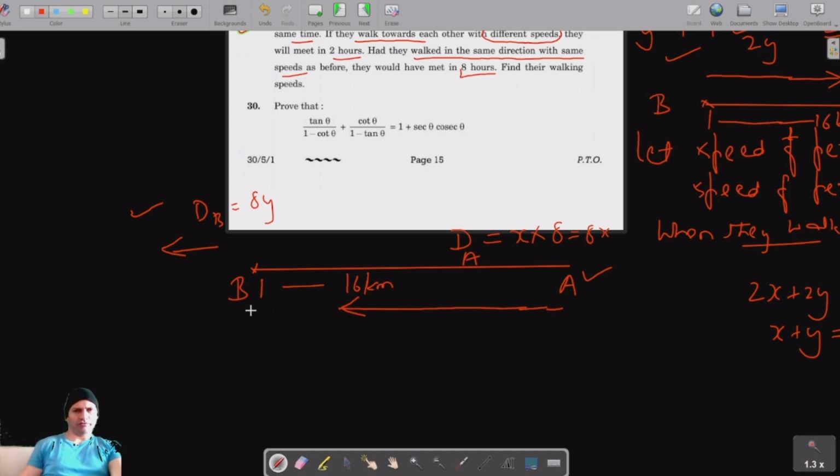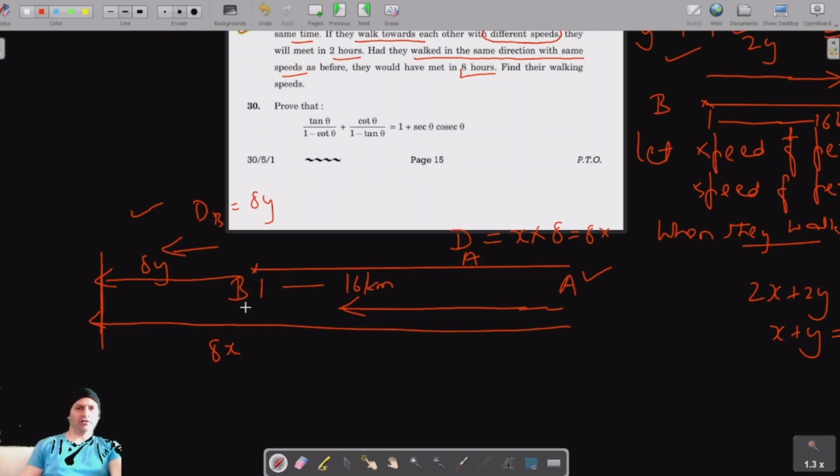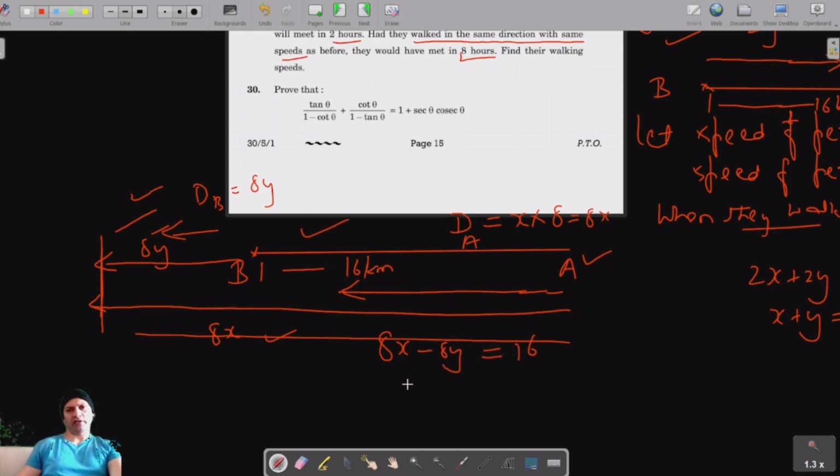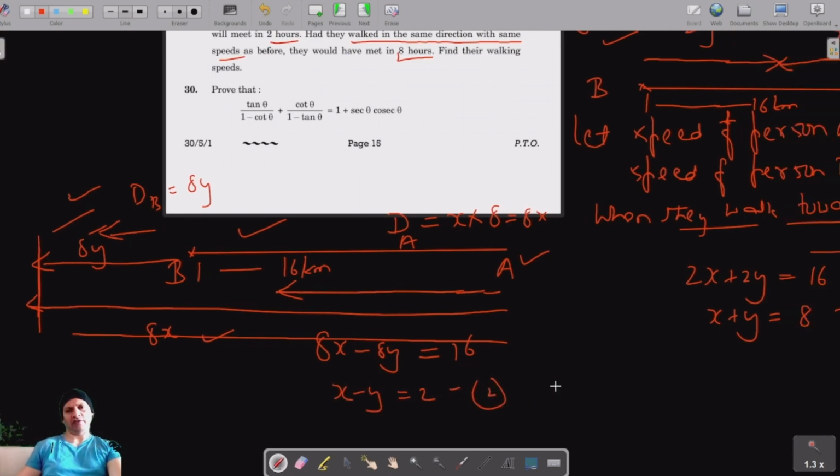Now when both of them walk in the same direction, let's say B walks this distance, which is 8y, and A walks this distance, which is 8x. The difference of the distance traveled by A and the distance traveled by B, 8x minus 8y, will be 16 kilometers. If we simplify the problem, this is x minus y is equal to 2. So this is our second equation.